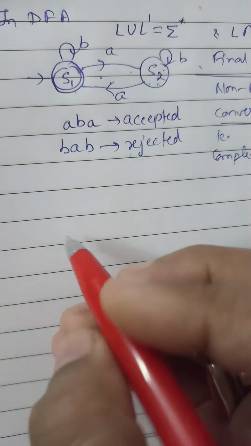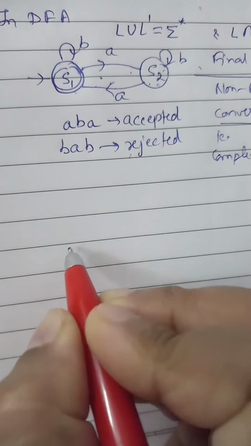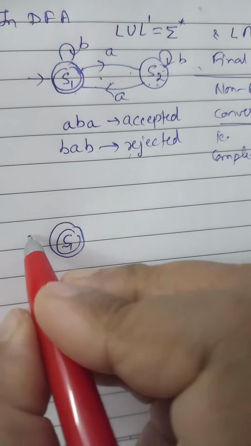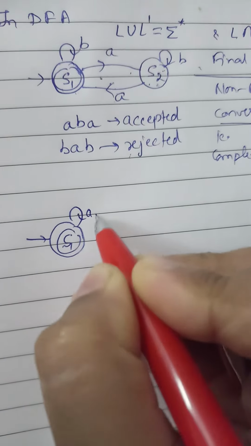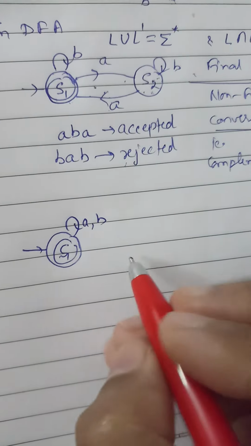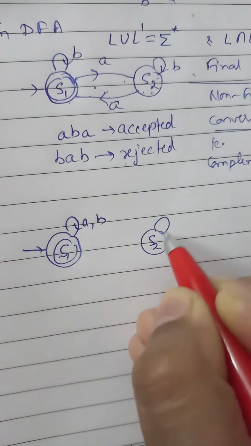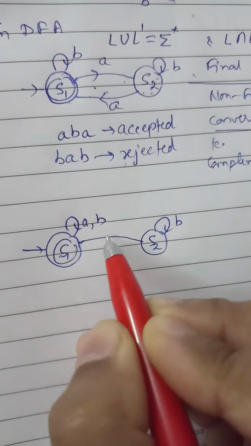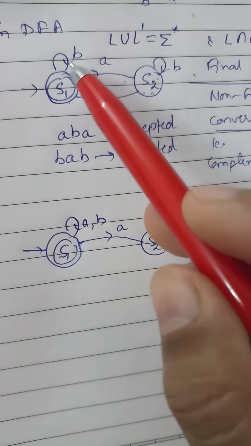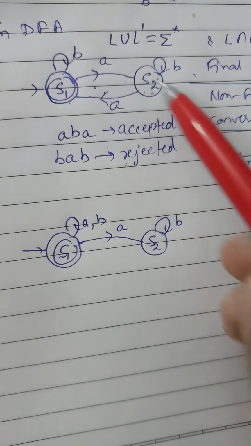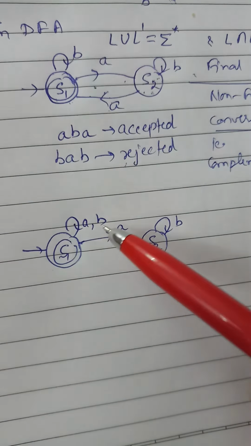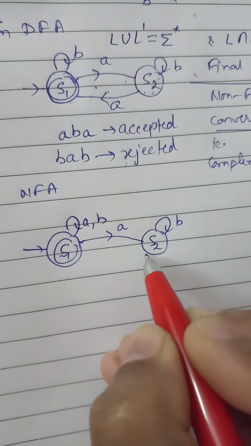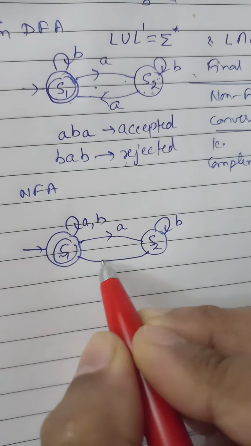Now if we take an NFA for the same thing, S1 is the initial and final state, and S2 makes a loop of B. Because this is an NFA, AB is also possible and A is also possible. Here we can see only the B loop is there and the rest is the same, but here we can take AB because this is an NFA. Now we are talking about the NFA.